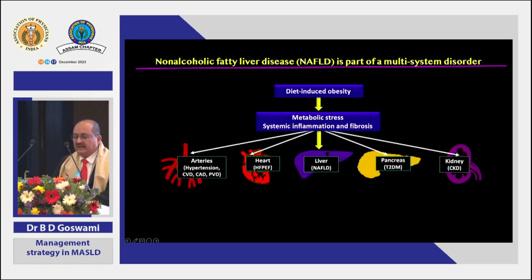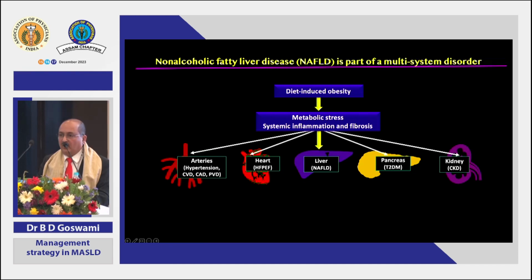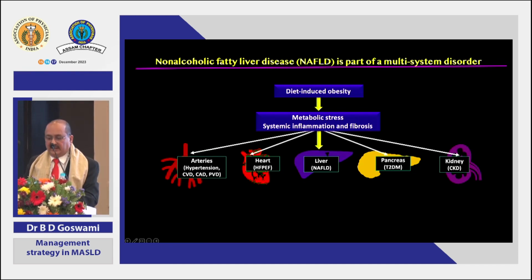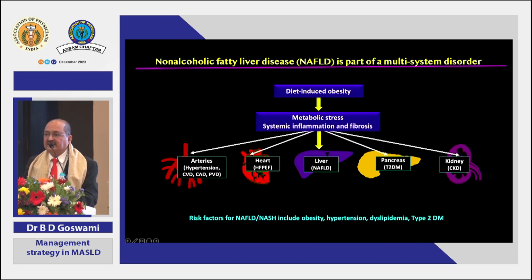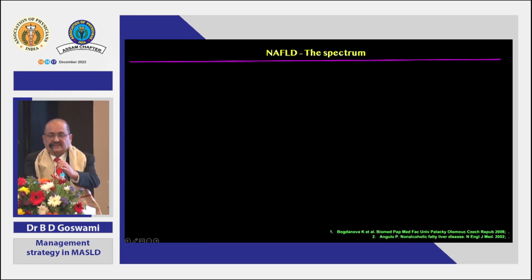It's a multi-organ or multi-system disorder. It not only involves the liver, it also involves the heart, arteries, the pancreas, and the kidney as well. And it is established today, these are the risk factors like diabetes, obesity, other metabolic conditions, and all of them we have to take care of in the management strategy that we make for it.